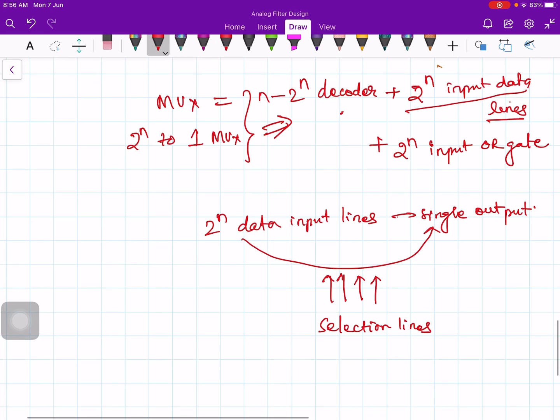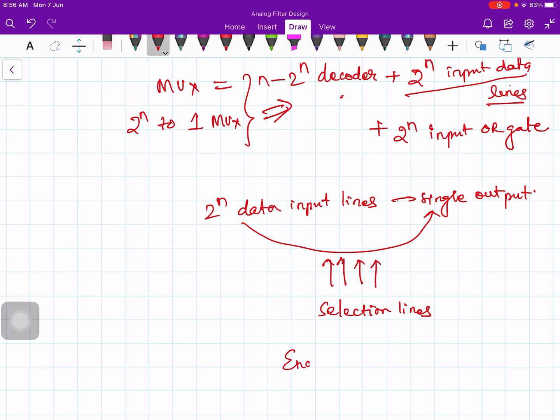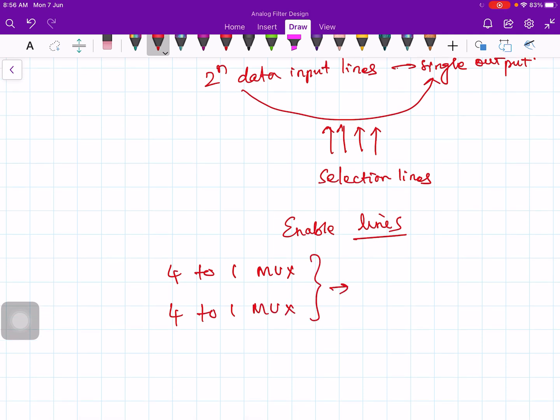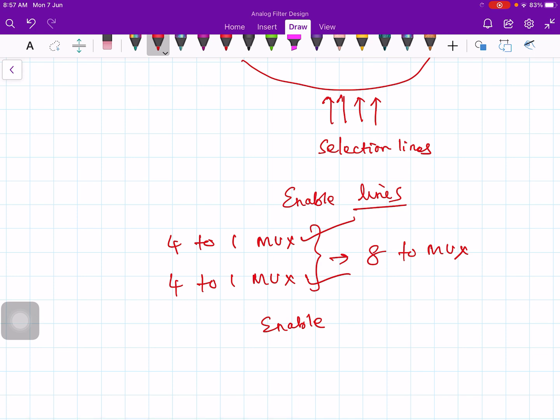Like in decoders we have something called enable lines, similarly in the multiplexer also we have another input called enable lines. The enable lines will enable any one particular multiplexer. For example, here I have a 4 to 1 mux. Similarly, let me take another 4 to 1 mux. Then with the help of these two, I can construct an 8 to 1 mux. In such a case, I need to have some extra input, that is called enable lines. If you have the enable lines, at a time either this multiplexer will be enabled or this multiplexer will be enabled. So that's the purpose of enable lines.